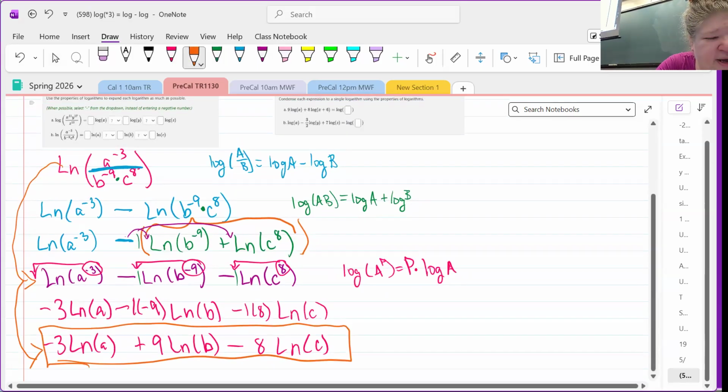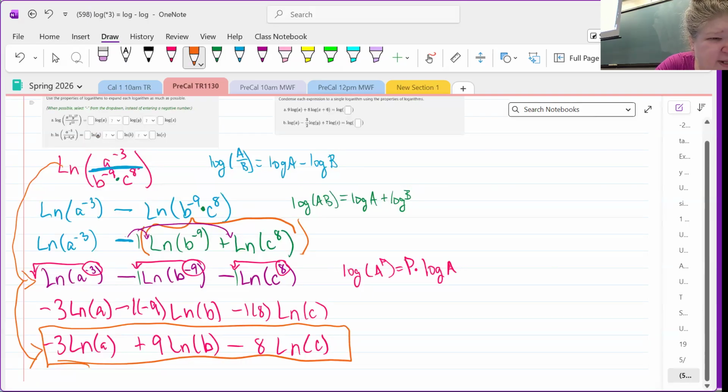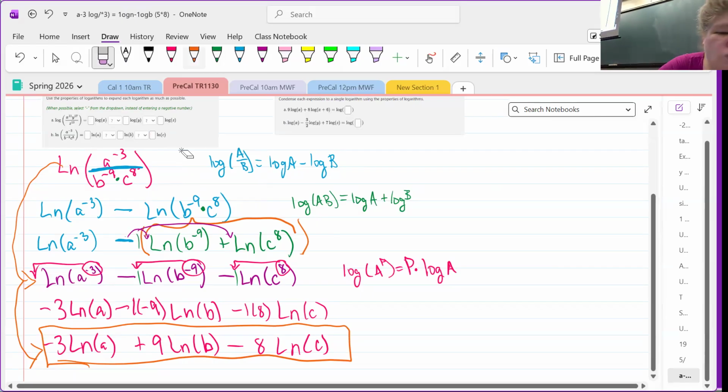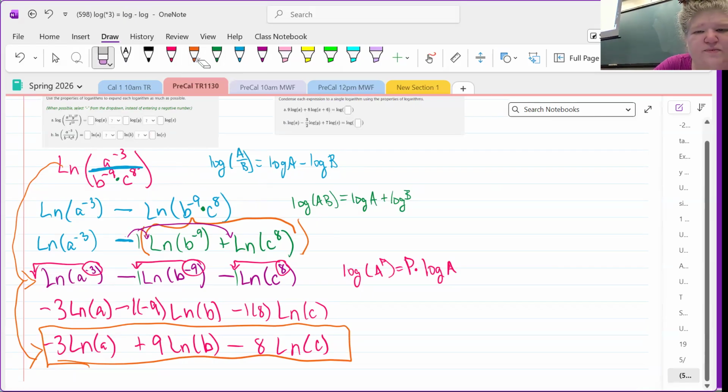Typing it in on the results up here is a little weird. So we'd put negative 3 in front of the natural log a. Then we'd put a plus and a 9. And then we'd have to put a minus sign from the drop-down box and an 8 on the natural log c. If you put plus negative 8, WeBWorK will get confused. But that is how we take a logarithm and break it all apart, unzip it. So does that make more sense?